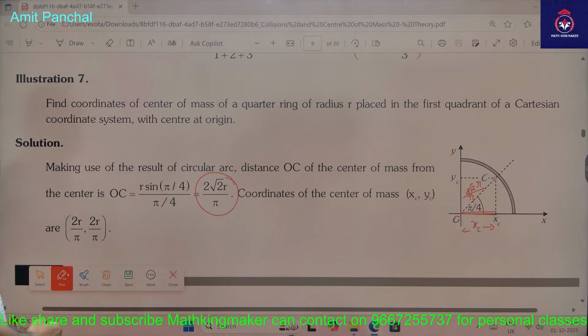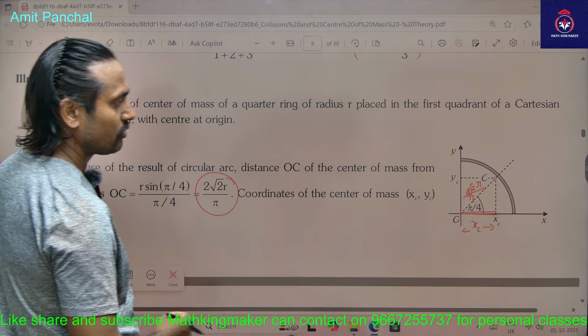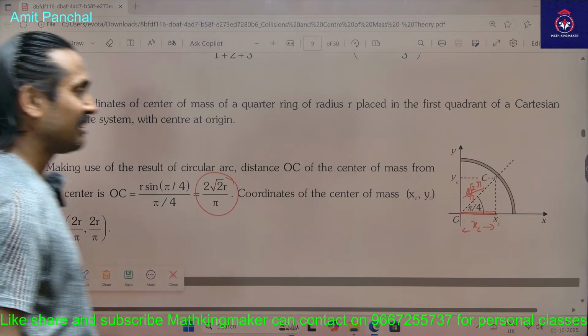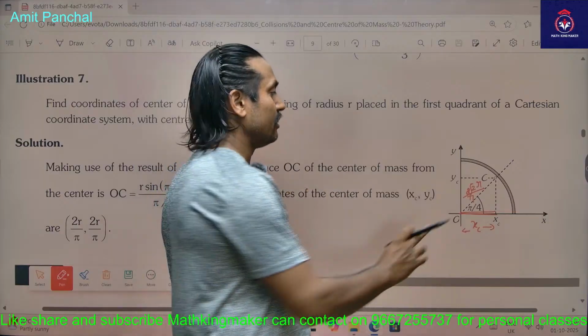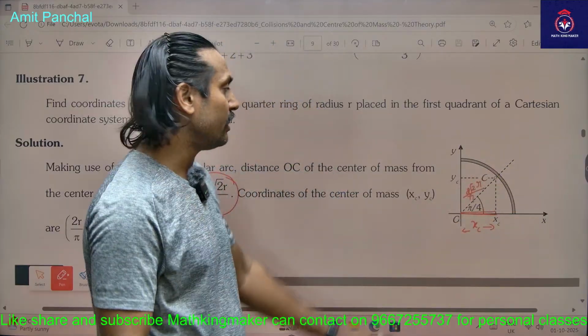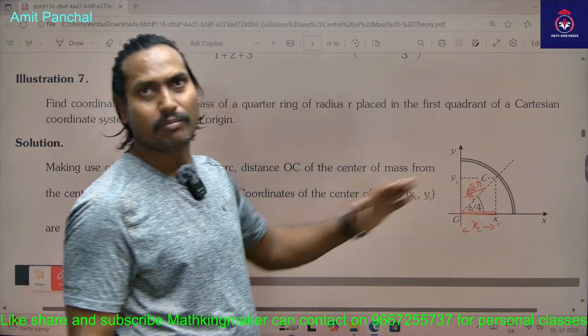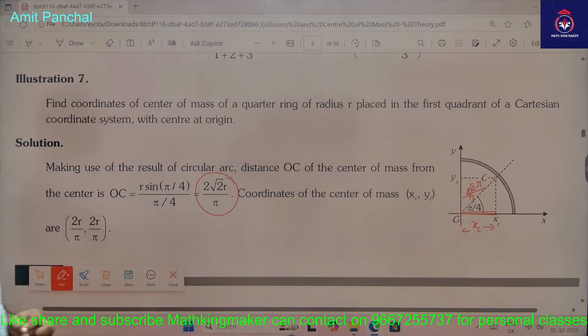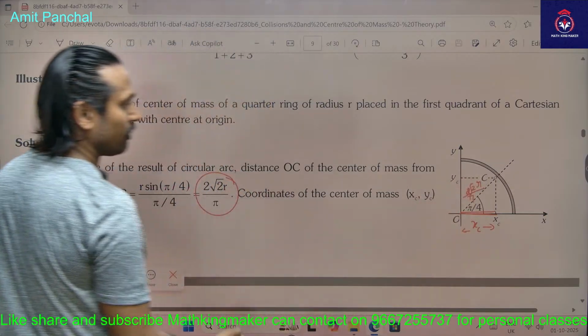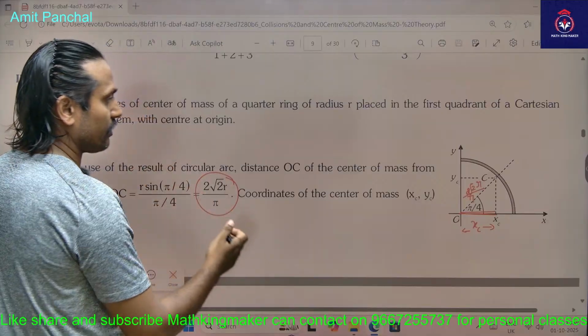When we find this, what are we exactly finding? We find the distance between the origin and the center of mass. But how do we find the x and y coordinates from it? Yes, we can find them. We have 2 root 2 r by pi, so how will we find the x and y coordinates?